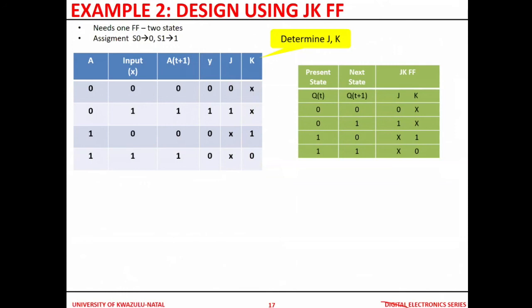Taking questions. If the present state is 0 and the next state is 1, what should be at JK to cause that transition? You say 0, 1, J should be 1, K should be X. 1, don't care. So fill that one in from that table. Then after that, you get your equations for J. You should know how to get your equations. You get your equation for K. You get your equation for Y. Y, we already had it from the diagram.